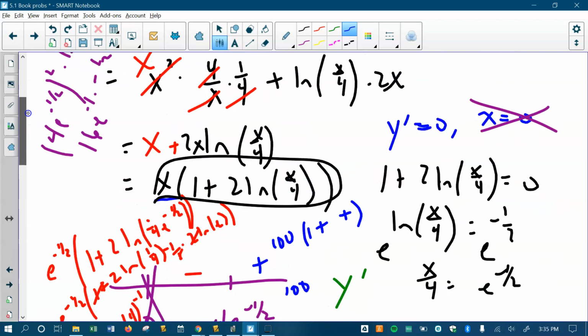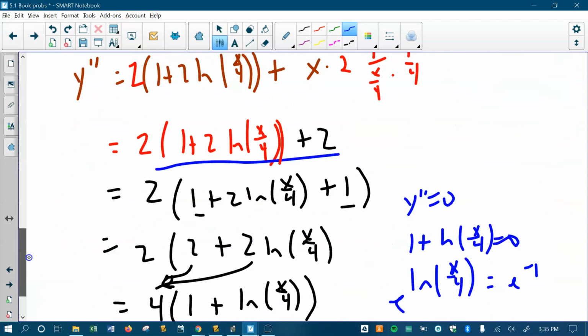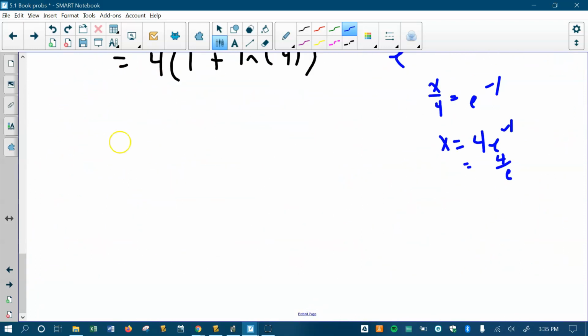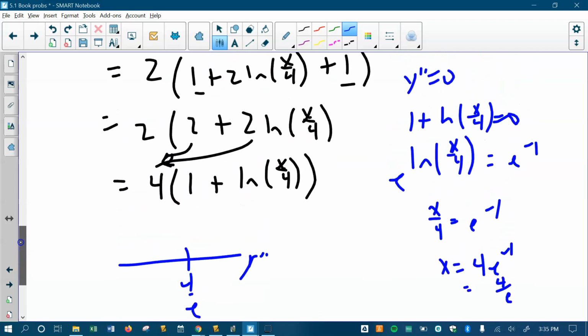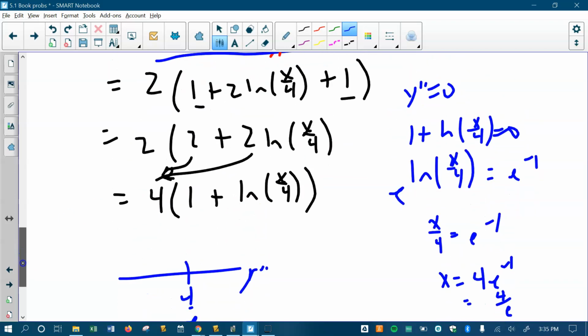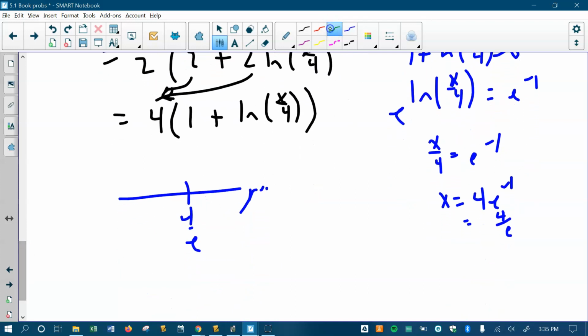I don't have any other points here, so let's do a line test and make sure that that's right. Oh gosh, this problem will end at some point. 4 over e, y prime, double prime. Okay, so I'm looking at this equation, seeing what happens when I have a really, really big number and a really, really small number. If I pick something like 100, I'm going to get a positive number here plus a positive number, plus a positive number. That's going to be positive.